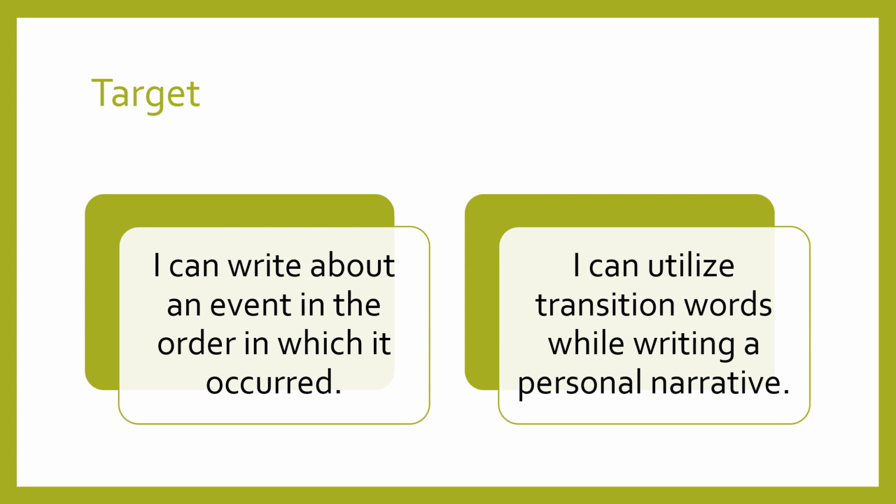So we're going to be writing about an event, the big moment that we talked about yesterday, or that you decided yesterday during your brainstorm, and describe it in the way that it occurred or happened. Our second target is I can utilize transition words while writing a personal narrative. So we're going to use transition words like first, then, or last while we're writing our personal narratives. That way it goes in order and it makes sense.